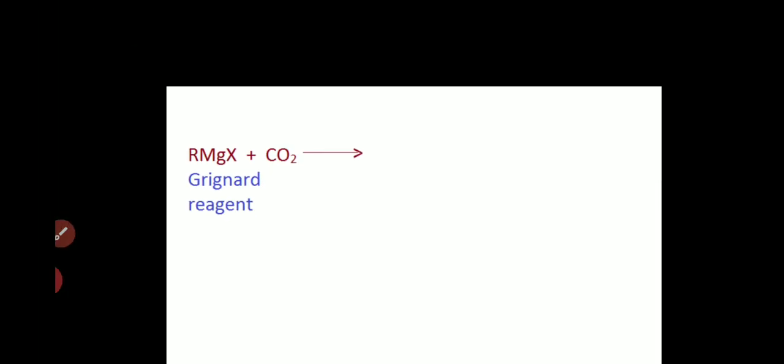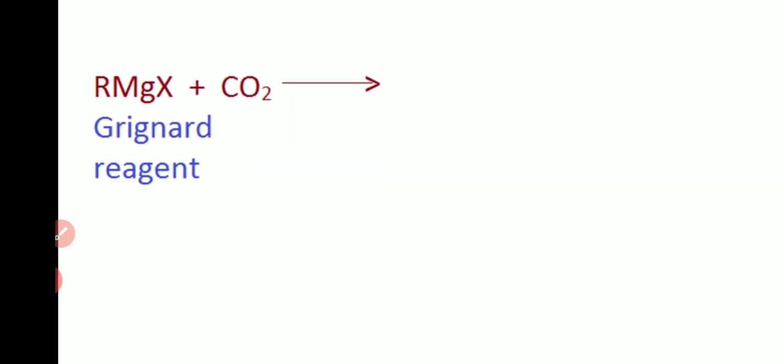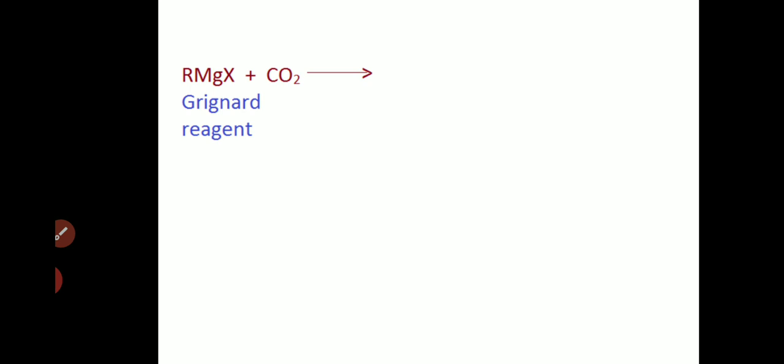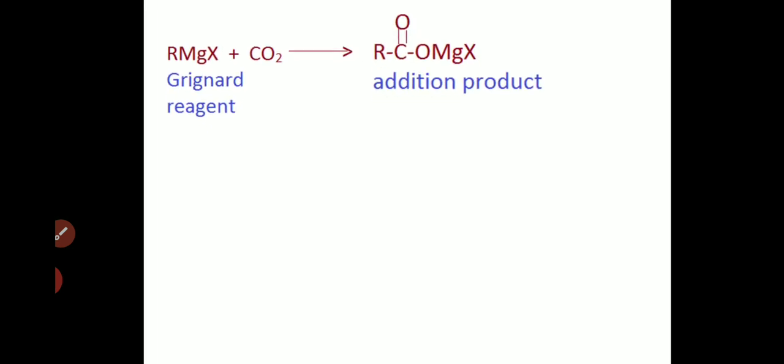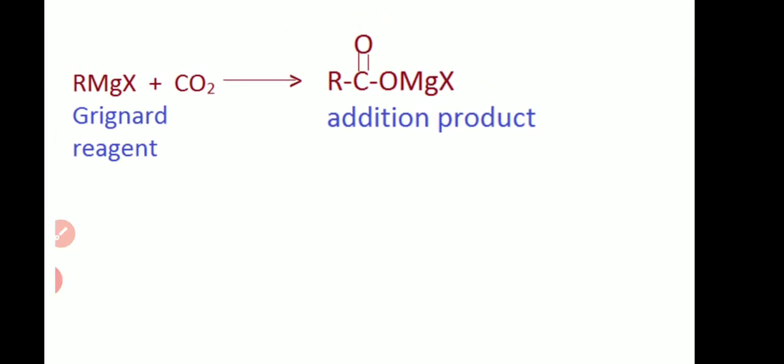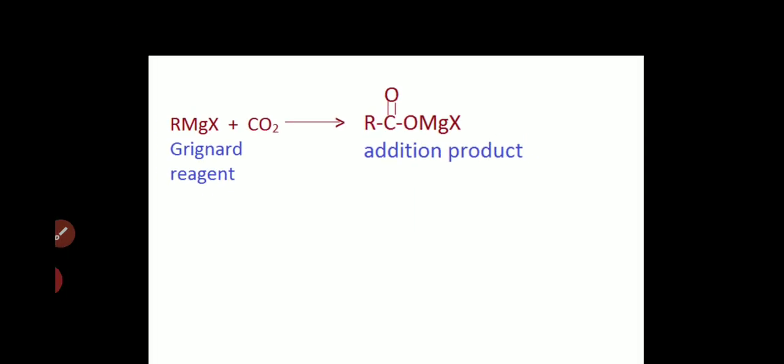Carbonation. What will happen? This CO2 will embed in RMgX. How? See, RCOO-MgX. Simply CO2 is embedded in between R and MgX. Simple thing to remember. So this is an addition product. What we are calling this as addition product.